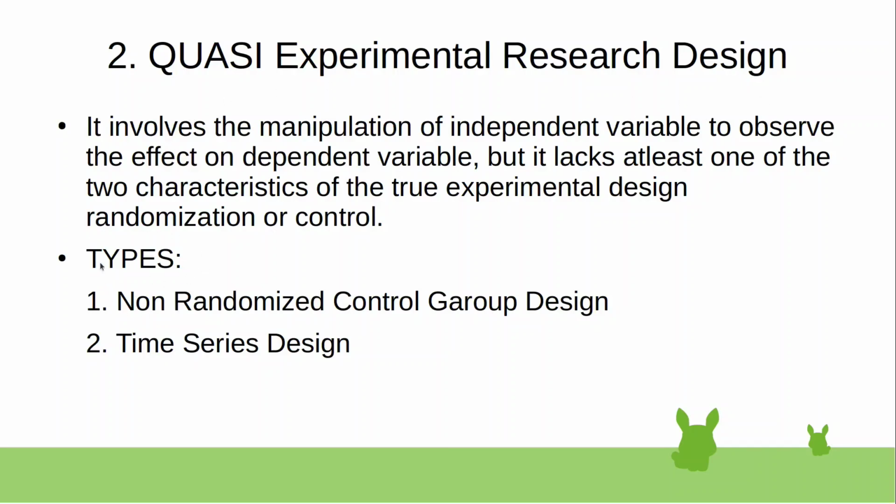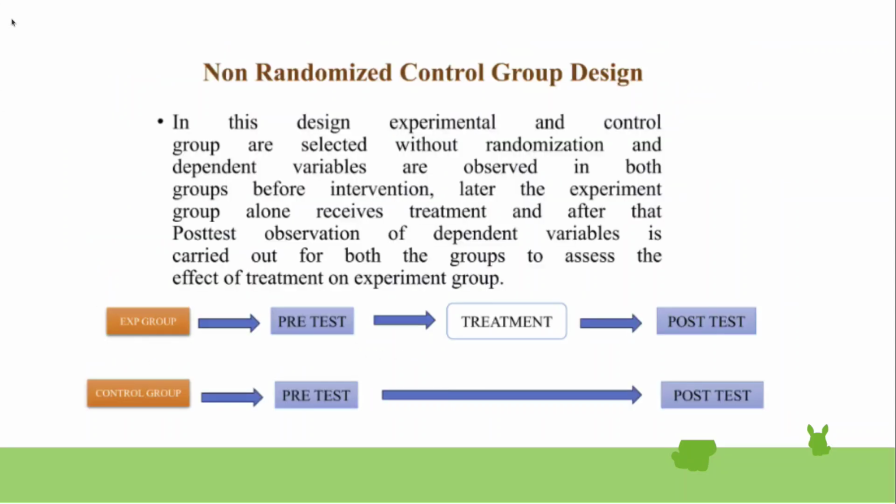The types of quasi-experimental design are non-randomized control group design and time series design. Coming to non-randomized control group design. In this design, experimental and control groups are selected without randomization. Without random distribution, they will select the experimental group and control group, and the dependent variables are observed in both groups before intervention.